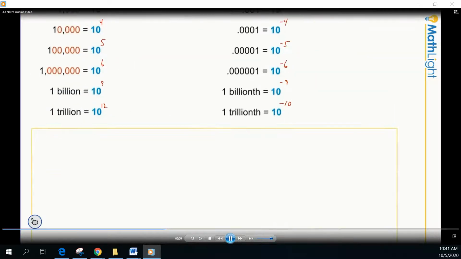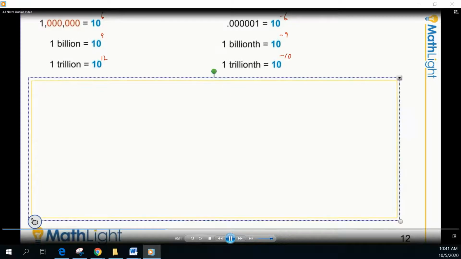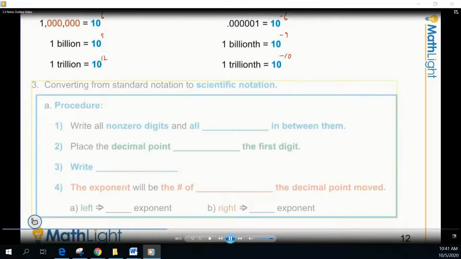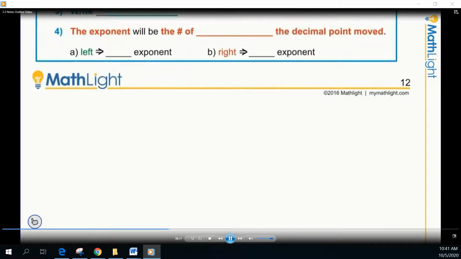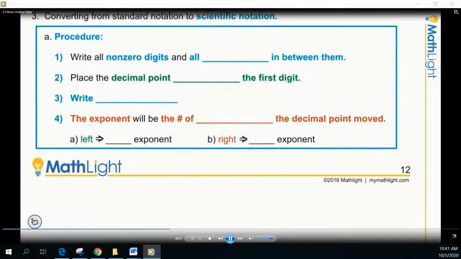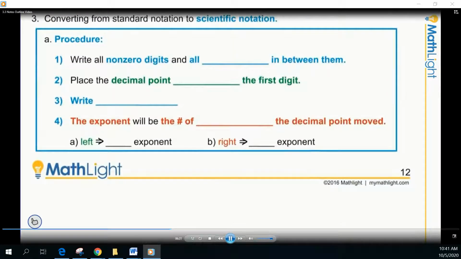Okay, so how do we do it? That's pretty simplistic. Let me get rid of my box here. Let me extend my screen a little, if it'll cooperate with me. Too far? All right. So what's the procedure? How do you convert from standard notation or normal notation to scientific notation, right?